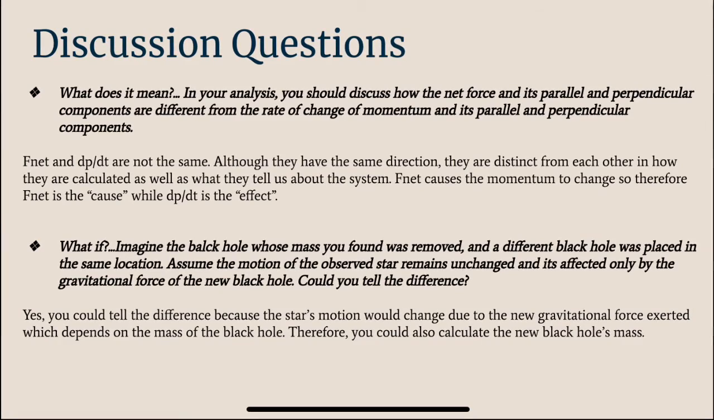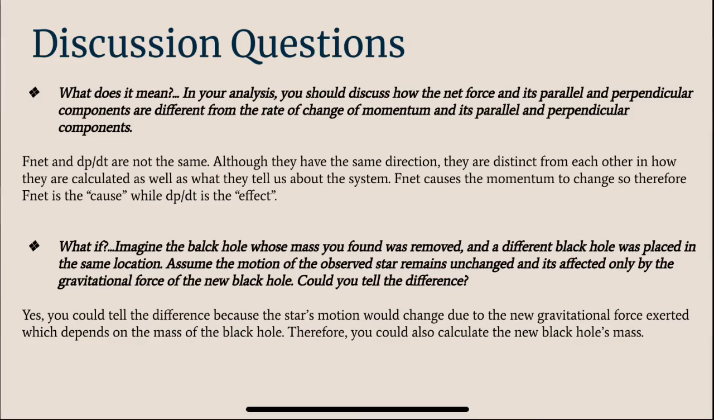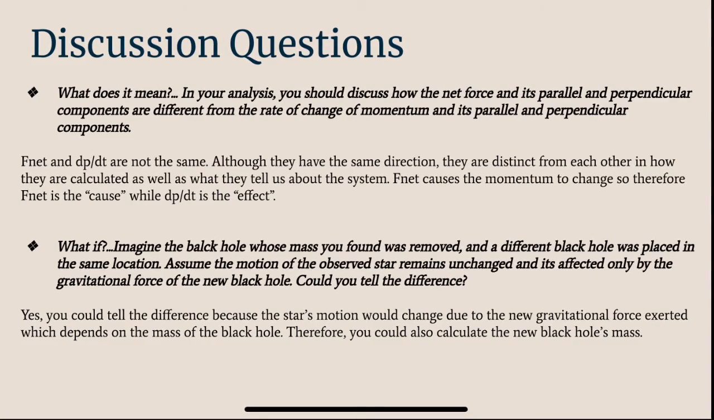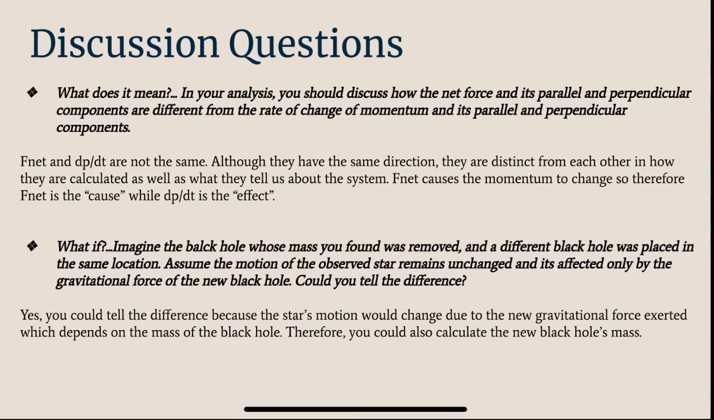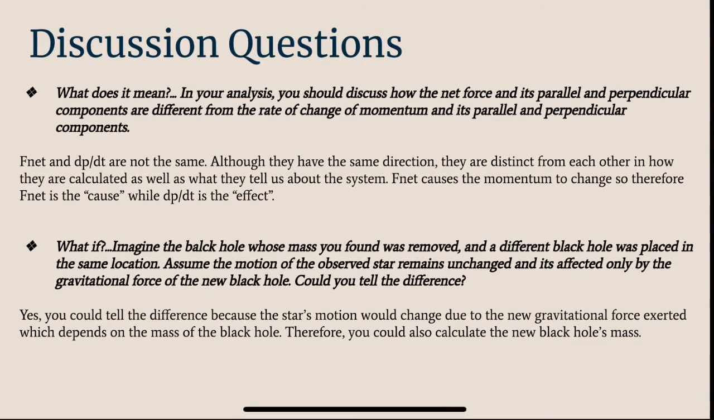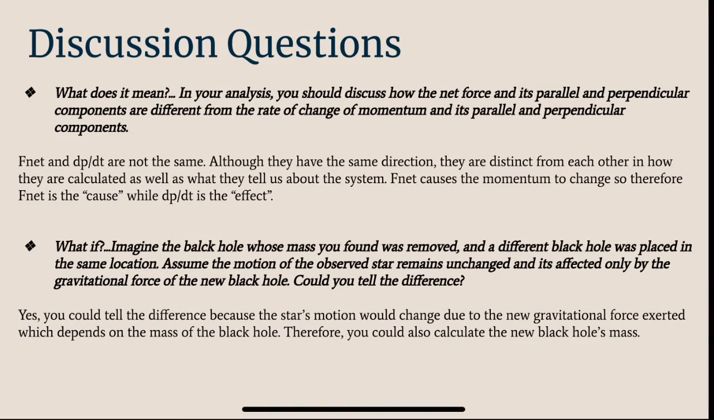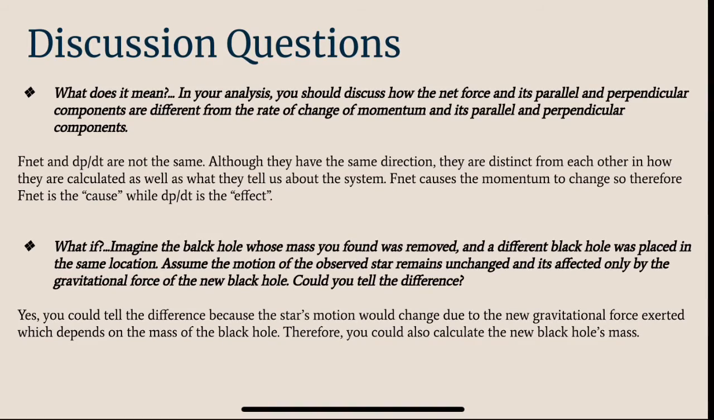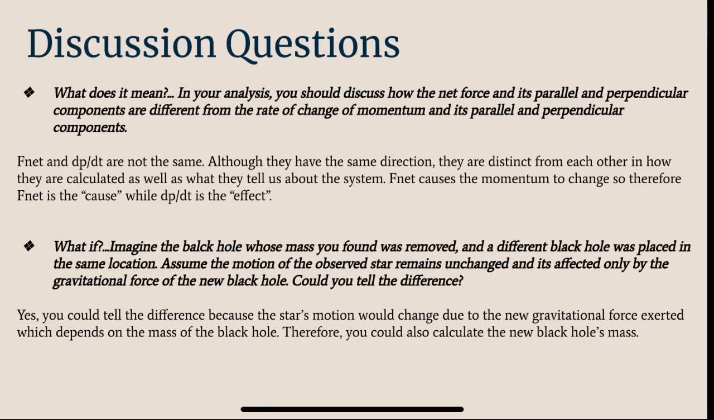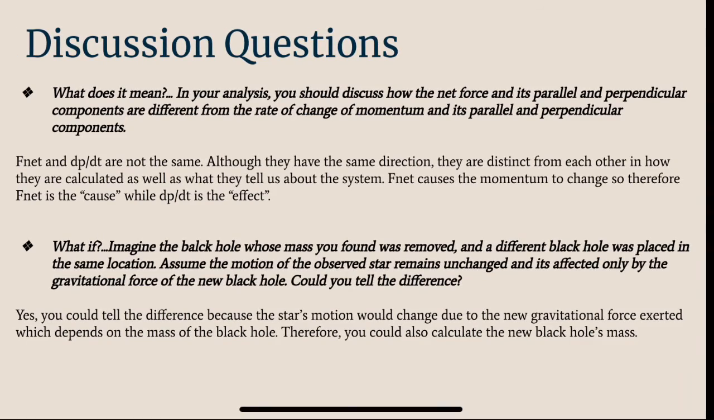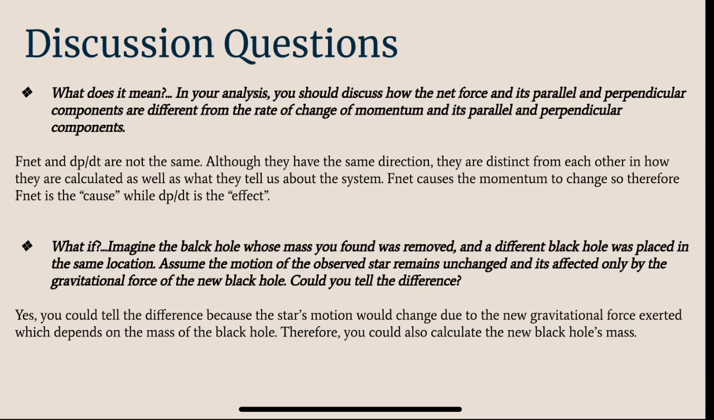Second, what if? Imagine the black hole whose mass you found was removed, and a different black hole was placed in the same location. Assume the motion of the observed star remains unchanged and it's affected only by the gravitational force of this new black hole. Would you be able to tell a difference? I said yes, you could tell a difference because the star's motion would change due to the new gravitational force exerted, which depends on the mass of the black hole. Therefore, you could also calculate the new mass of the black hole as well.